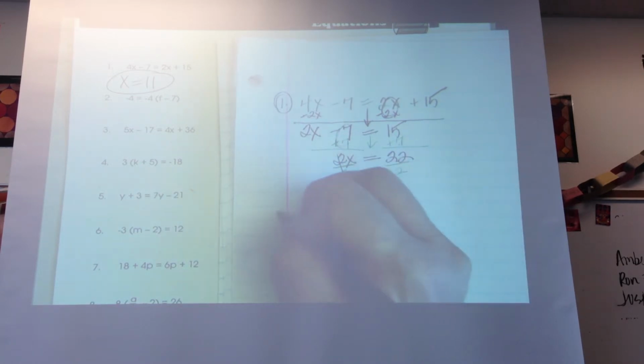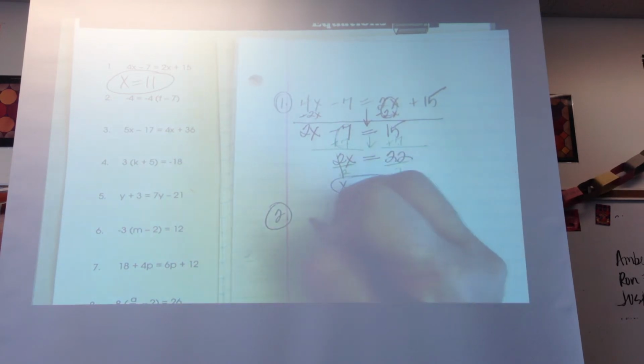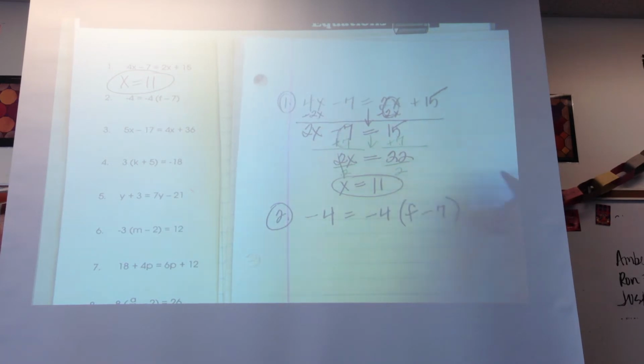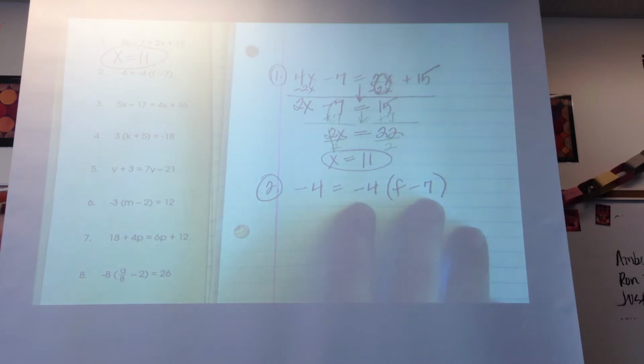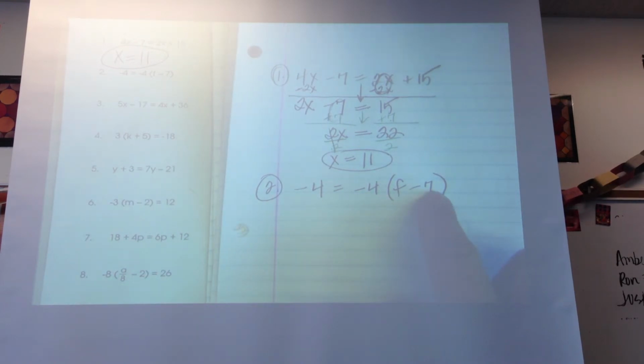Number 2. A little more going on in 2. Negative 4 equals negative 4 times the quantity f minus 7. Think about what step is going to come first. Is there simplifying that needs to happen? Is there a word that somebody has in mind regarding simplification? I feel like the right side needs to be simplified, for sure. This can be written simpler before my undoing.